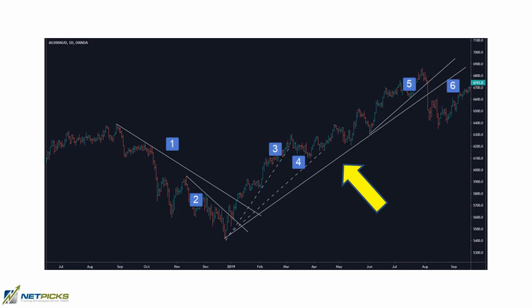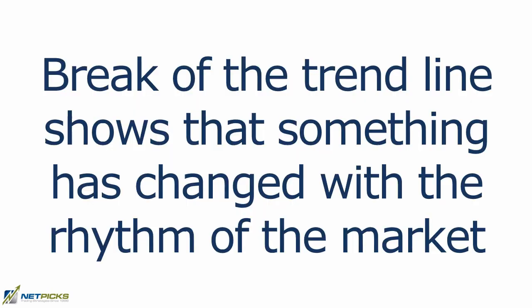It can also actually set up a trading entry with a trend type of setup that I'm not going to cover here, but it's called a 2B reversal. But the key point is a break of the trend line shows that something has changed with the rhythm of the market. And this is even more important when the break is accompanied by momentum. And before you ask, no, there's no best momentum indicator to help you judge the strength, but there are certain candlestick patterns that are pretty helpful.